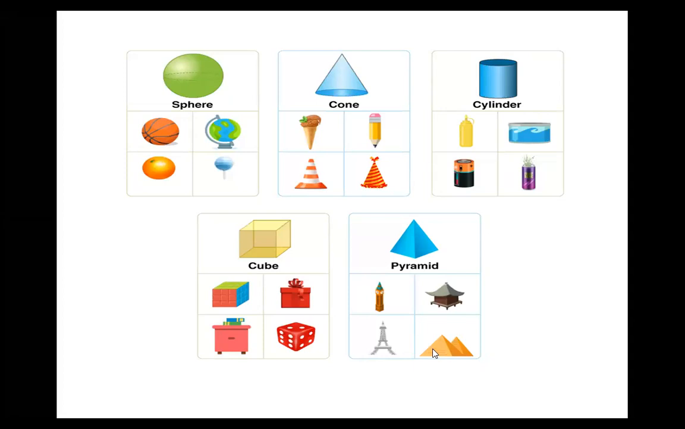A cylinder has two types, open cylinder and closed cylinder. Open means it has no top and bottom part, and closed cylinder means it has both a top and bottom part.